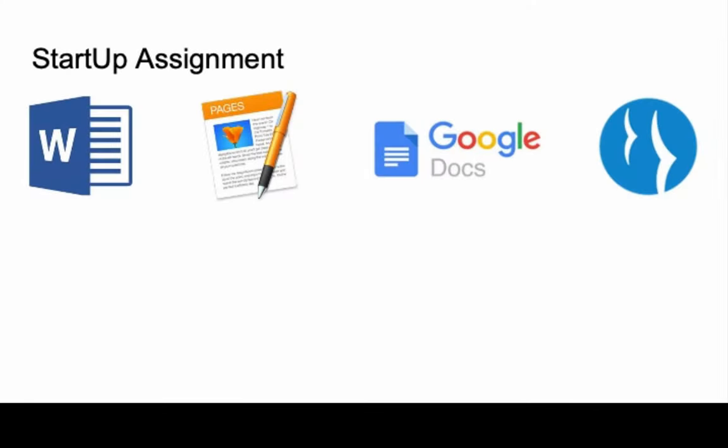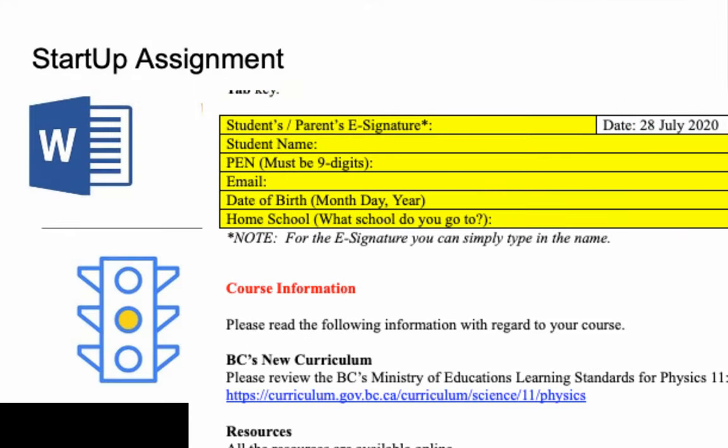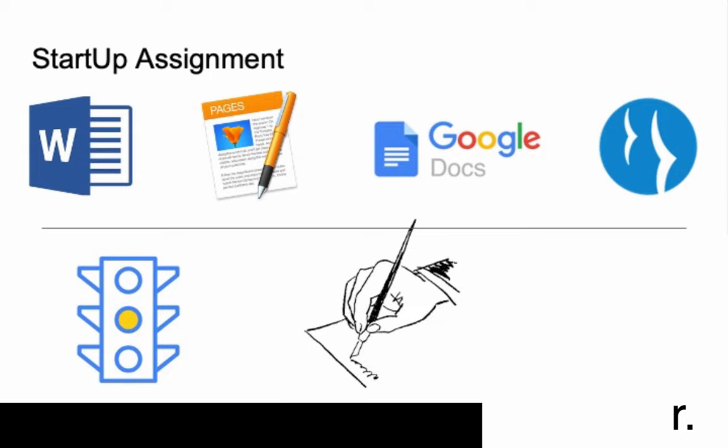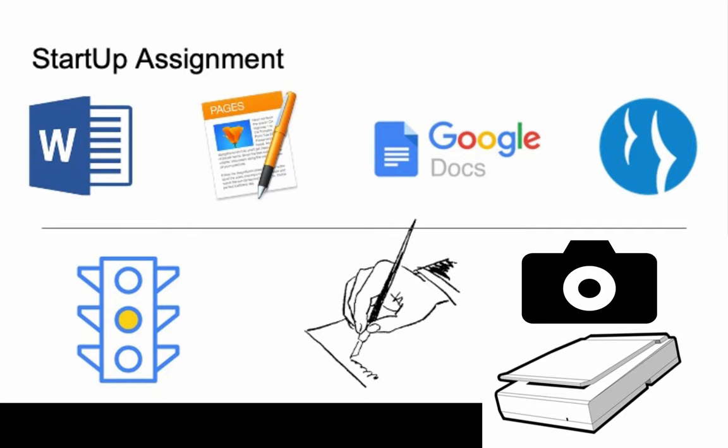The startup assignment can be opened up in Microsoft Word, Apple Pages, Google Docs, or OpenOffice. Once you download the startup assignment, you will notice that there are yellow sections. These yellow sections need to be completed in a word processing program such as Microsoft Word, Apple Pages, Google Docs, or OpenOffice. The physics questions are done on a blank piece of paper with a pen or pencil. Once you have done the physics questions, then you will take a picture of that work or scan it.